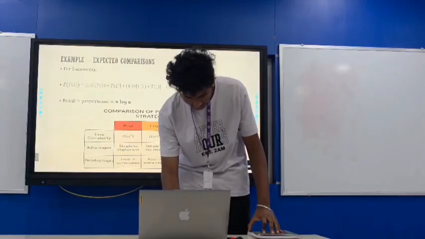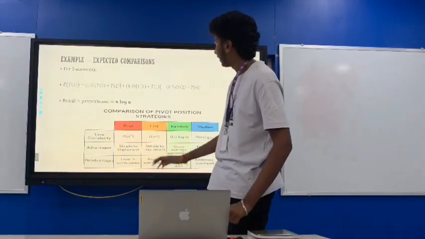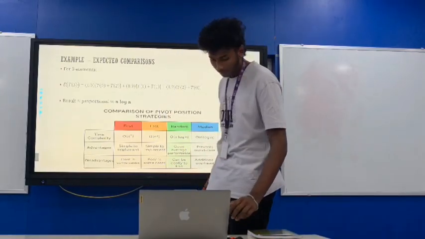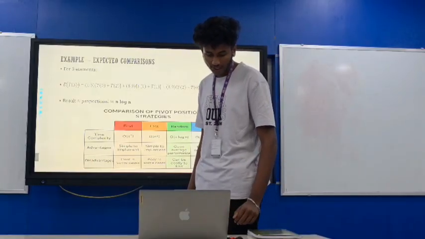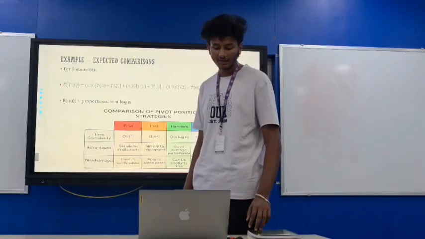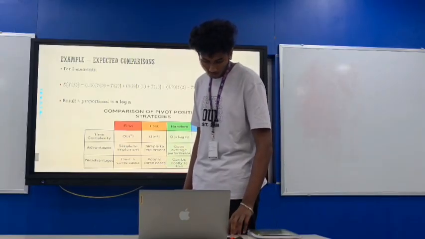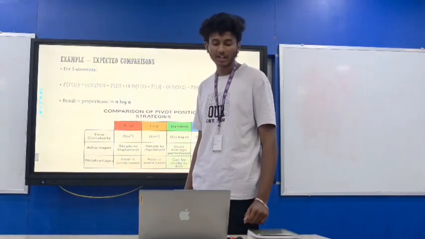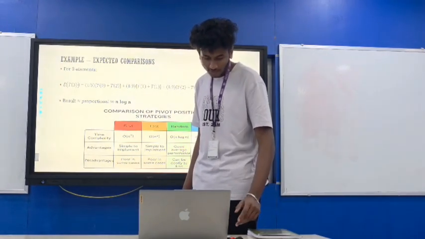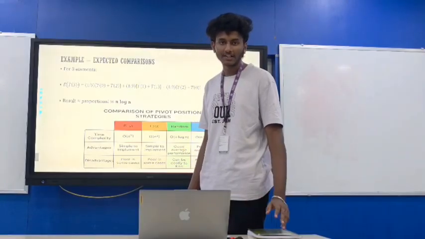Now moving on to the next slide, we have an example of expected comparisons for 3 elements. In this example, we focus specifically on the expected number of comparisons using probability theory. We compute how often the elements are compared during execution. This method allows us to understand the internal behavior of algorithms more precisely.